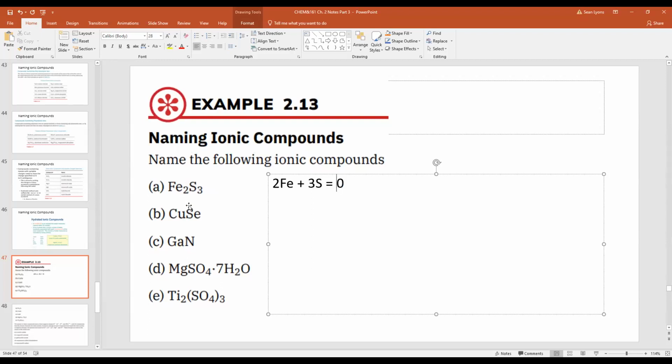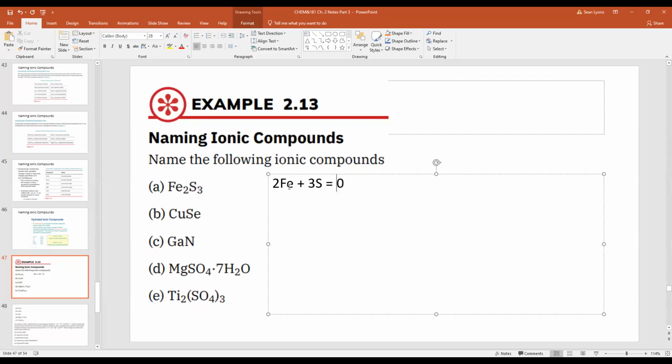But with iron or copper or gallium or titanium, we can have different charges. So we've got to specify which version of those metals we have. And in order to determine what that's going to be, we can set up an algebraic equation like this. So this is showing us we've got 2 of the irons plus 3 of the sulfurs. And then I have this set equal to 0 because it's neutral overall.